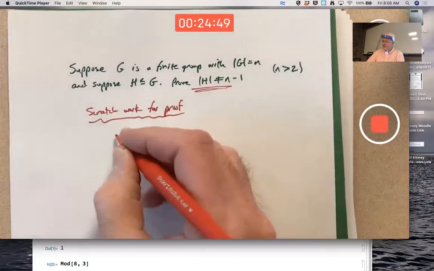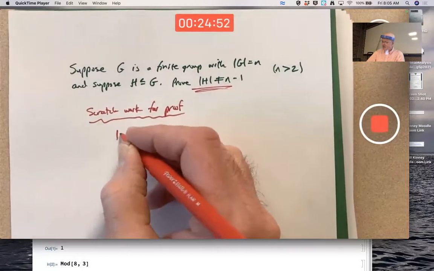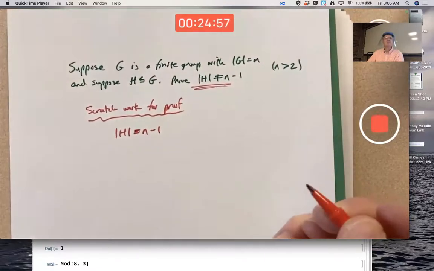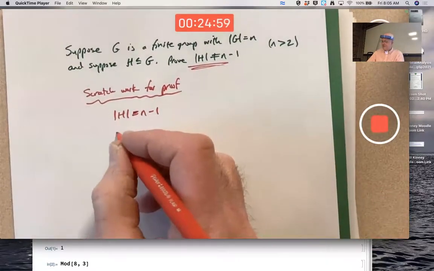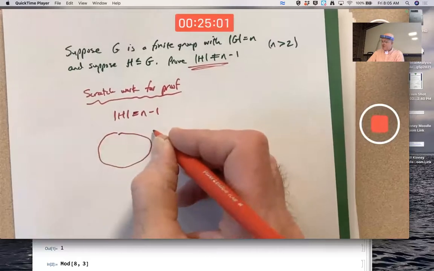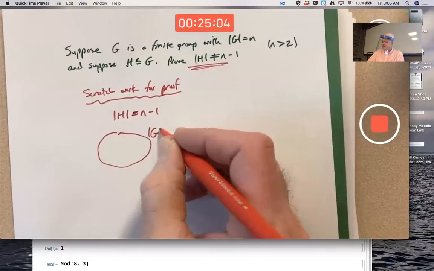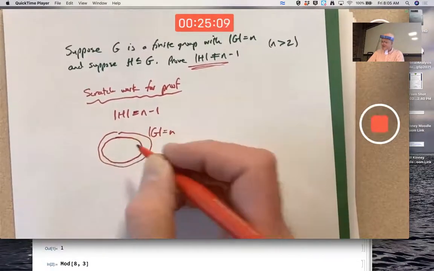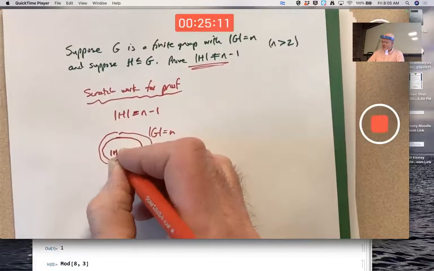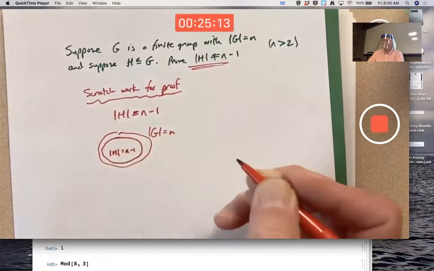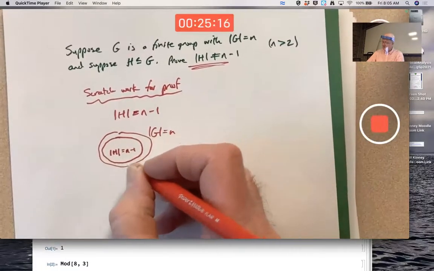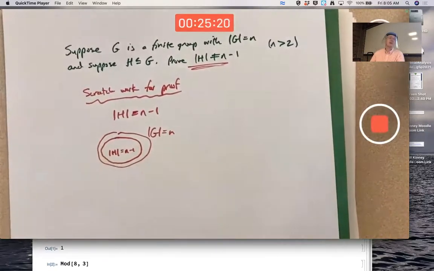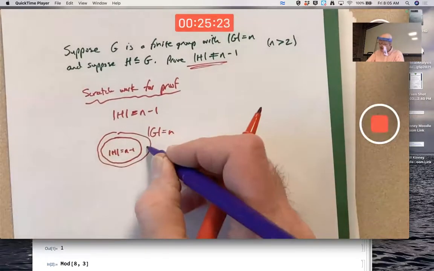Suppose the contrary, that the order of H is n minus 1. If it's helpful, you could draw a Venn diagram or a couple blobs here. Say G has order n. H takes up almost all of G, so to speak. The order of H is n minus 1, and maybe I'd want to include part of the boundary to emphasize that there's just one element that's in G but not in H.